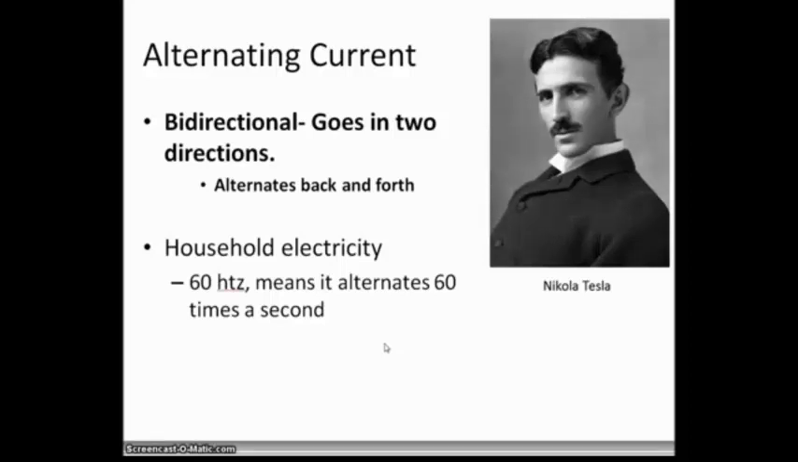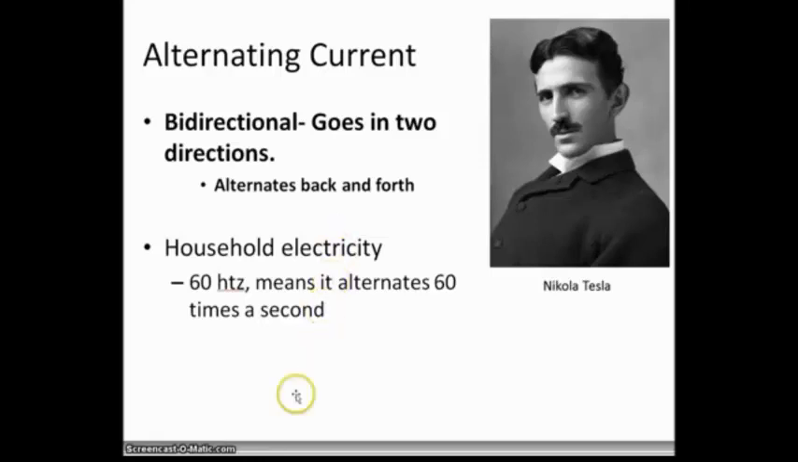So, alternating current's a little bit different. As its name states, it alternates back and forth. It's bidirectional, two directions. Goes back and forth, left, right, left, right. This is what we use in our houses today, and we use what's called 60 hertz, which means that it flips 60 times per second. Not per minute, per second. So the electricity switches 60 times per second.